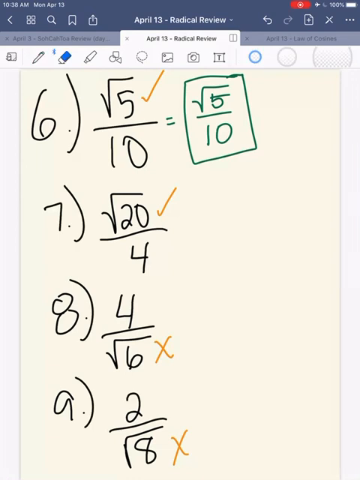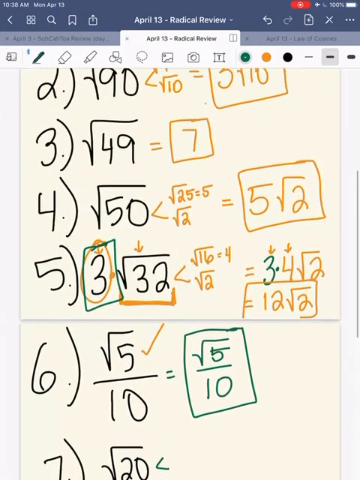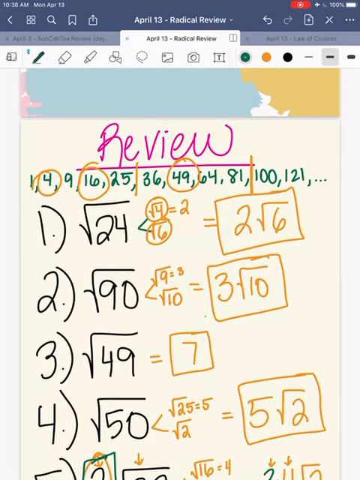All right, now with number 7, the 20 can break down. So what perfect square, we can go back to our list up here. We're only going 16, 9, 4, or 1.